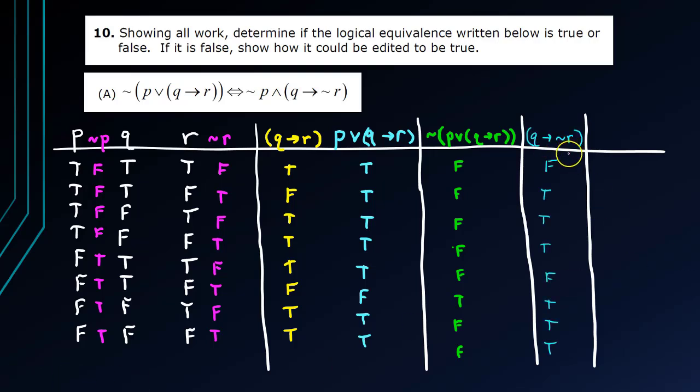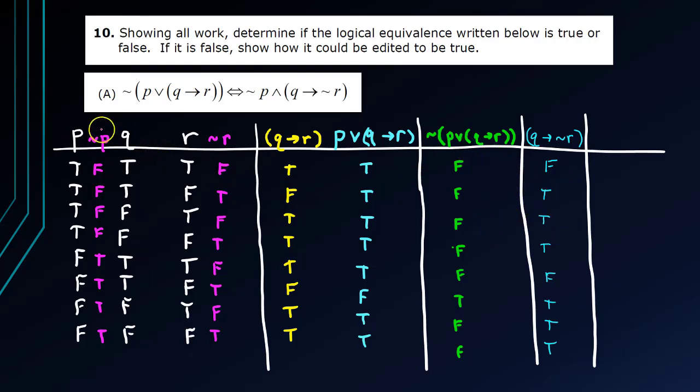So if Q then not R, Q and not R. So I'm looking at these two columns here. And again, it's only going to be false if this Q is true and not R is false. So it's false here, true here, automatically true anywhere Q is false. It's going to be false here, true, true, true. So that's how we came up with that.